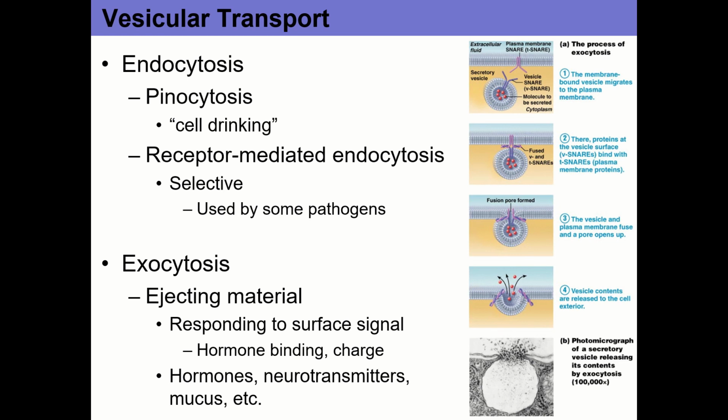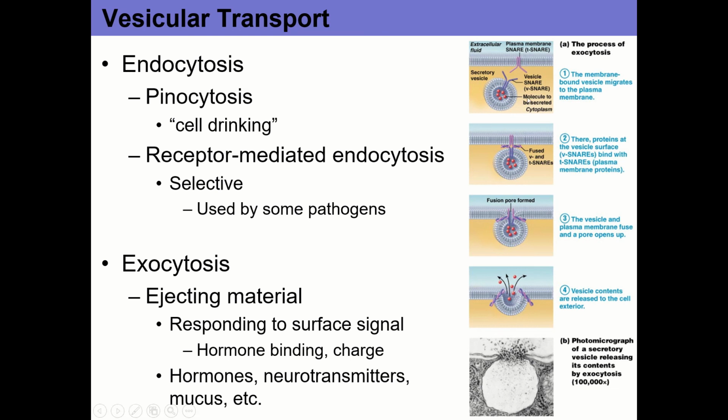And so when we get a change in charge, we'll stick with neurons for now, that'll cause a neuron to release neurotransmitters. So things like acetylcholine, which then causes skeletal muscle contraction, or they'll release others like GABA and glutamate that can cause stimulation or inhibition of the neurons that they communicate with. So exocytosis is ejecting material, and we're going to discuss it happening in response to hormone binding or a change in charge of the cell.